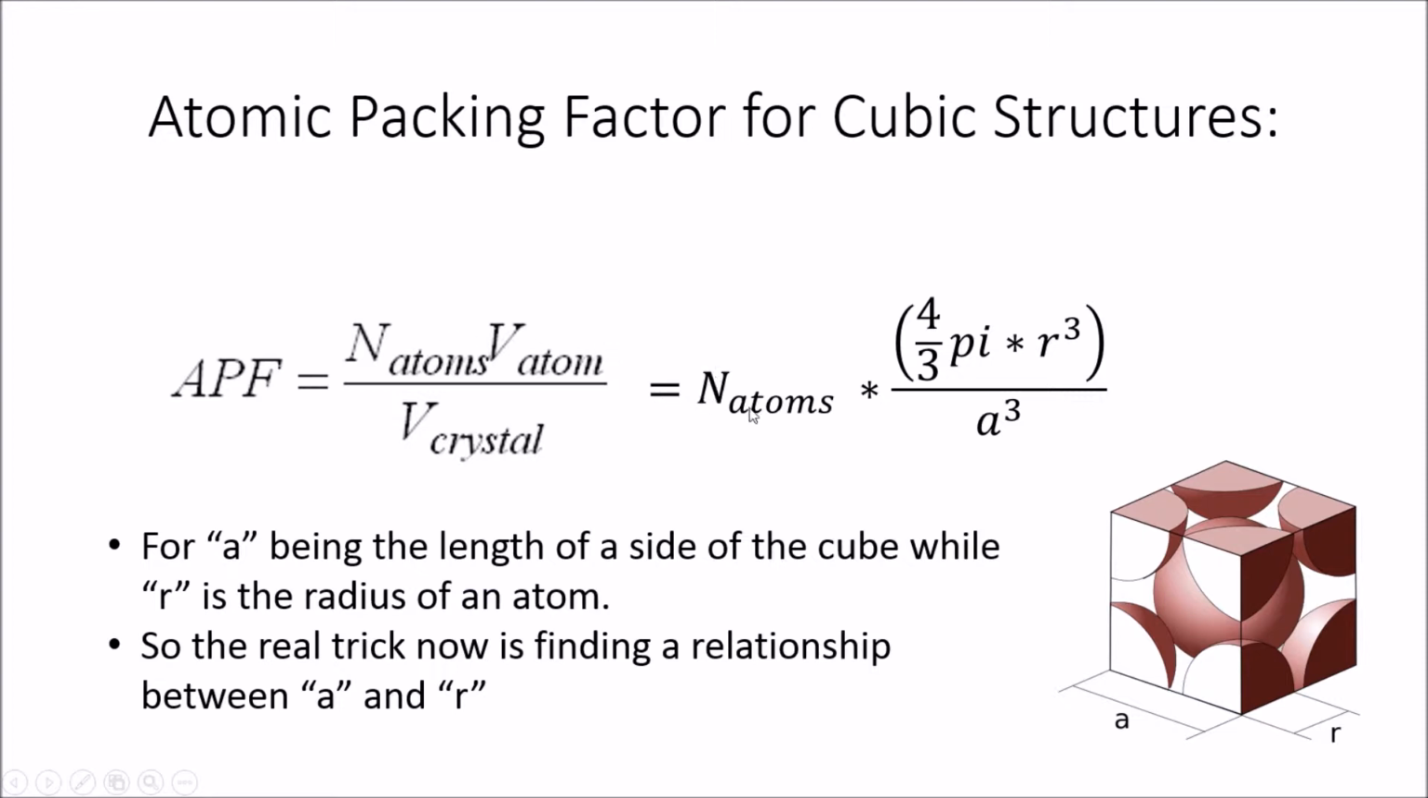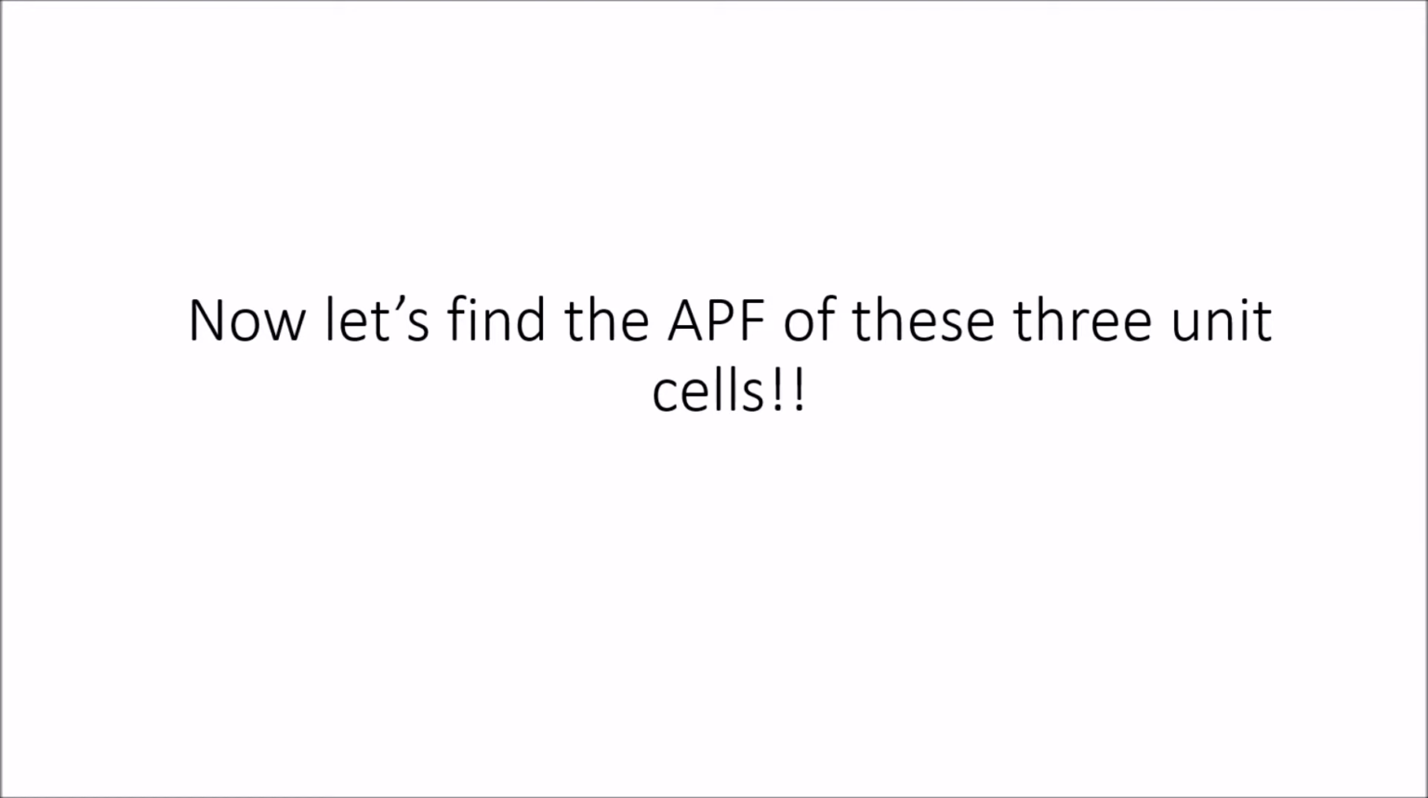So we multiply the number of atoms by the volume of the atom, and then we divide that by the volume of the structure. Because we're working with only cubes today, the volume of the structure is just its side length cubed, A cubed. And the volume of this atom, which we can represent as a sphere, is 4/3 pi r cubed. The only tricky part about finding the atomic packing factor is finding a relationship between A and R. I'll get more into that in our next few slides. I'm going to teach you how to solve for the atomic packing factor for simple cubic, body-centered cubic, and face-centered cubic. So let's get into that right now.